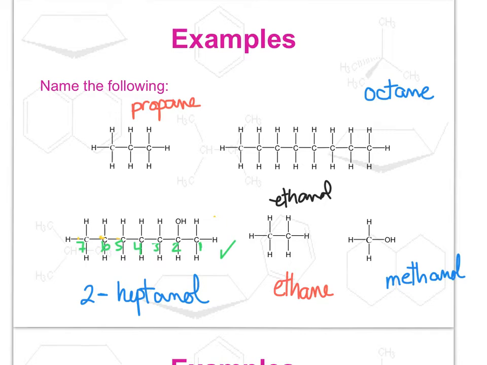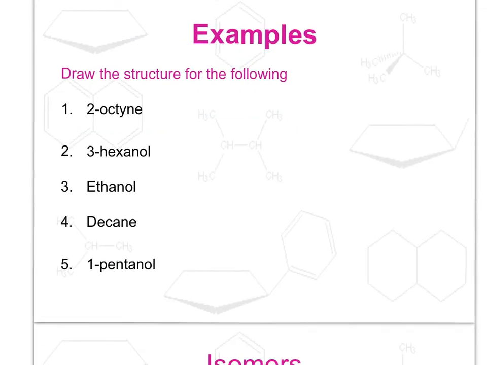All right, great. Now let's do the opposite. So now we have the names, and we're going to try to come up with the structures. So let's see how we're going to do that. So this says 2-octyne. So the first thing I want to look at is the parent. The parent is oct. That tells me there are 8 carbons. So I draw 8 carbons. So 1, 2, 3, 4, 5, 6, 7, 8. And I connect all of them.